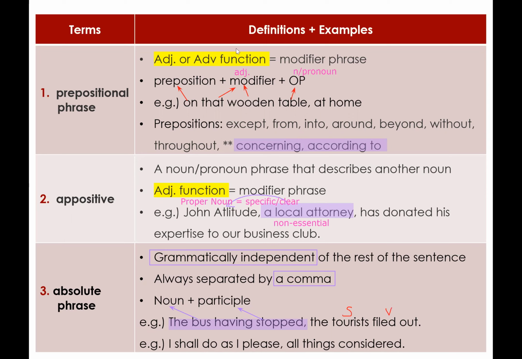All right, so same thing for number two. I shall do as I please, right? All things considered, all things is the noun and considered is our past participle. And you can see it's separated by a comma, and even if you cross it out, you still have a sentence. I shall do as I please.